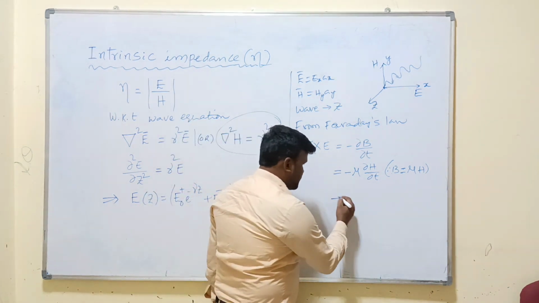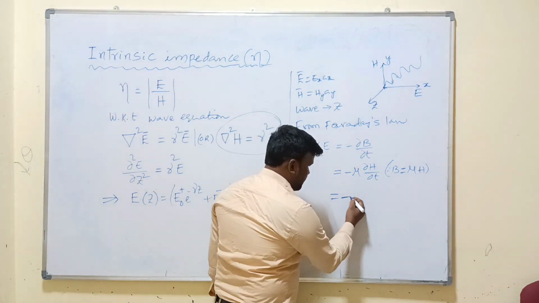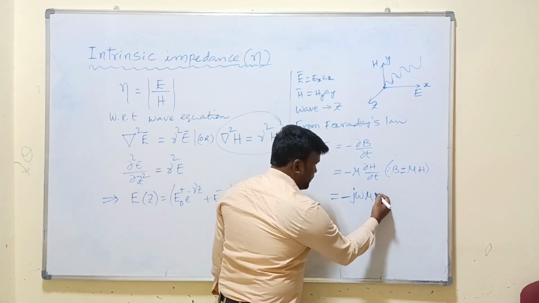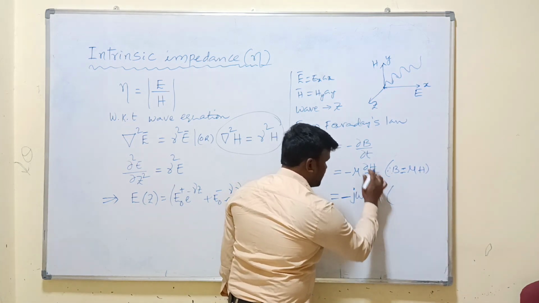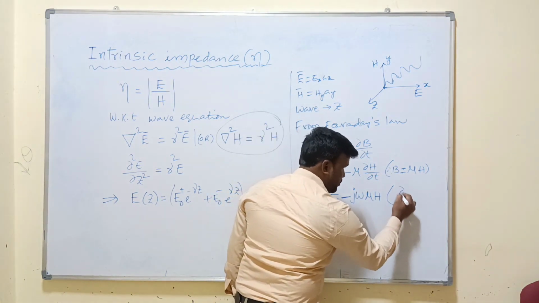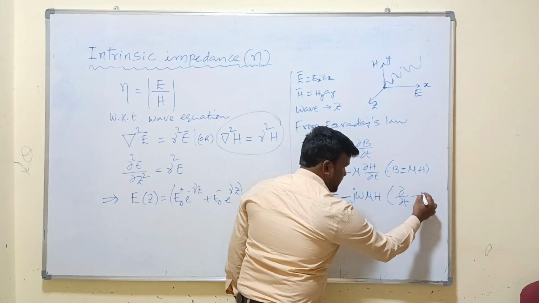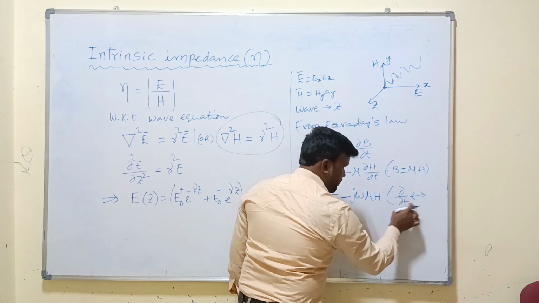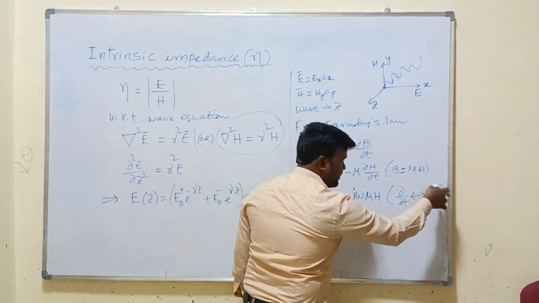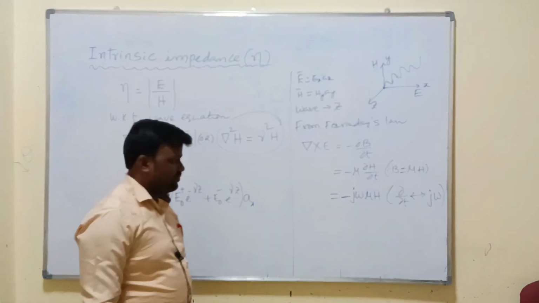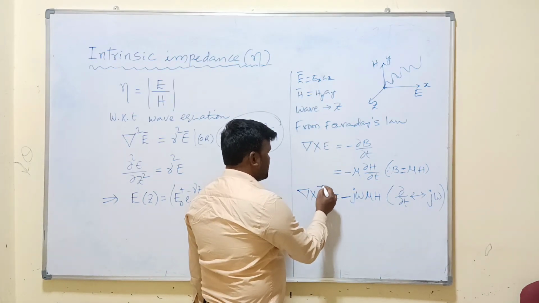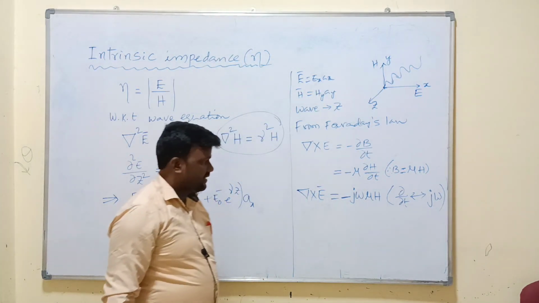We can write this in the frequency domain, or in time harmonic form, as minus j omega mu H. What I replaced here: dou by dou T in the time domain is replaced with j omega in the frequency domain, or harmonic form. This is the expression of del cross E.